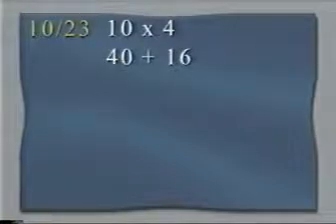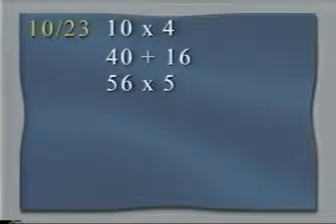Let's say your birthday was October 23rd. That is 10/23. The first thing we would do is multiply the month, 10, by 4, which would give us 40. The process requires us then to add 16. 40 plus 16 is 56. We multiply the 56 times 5, and this gives us 280.